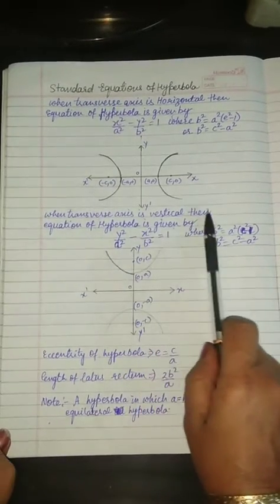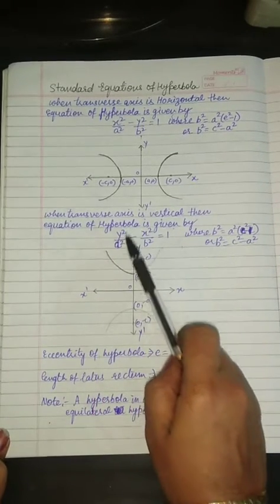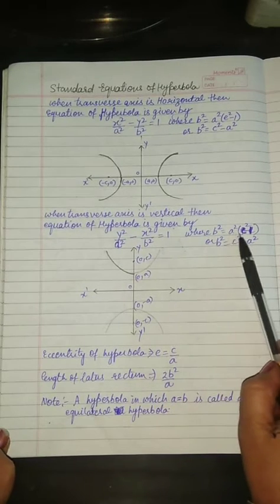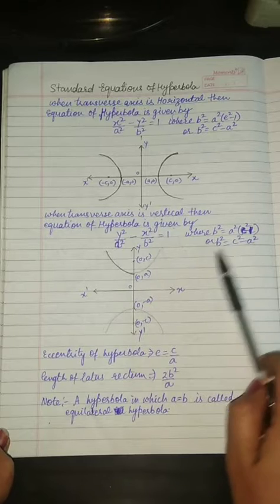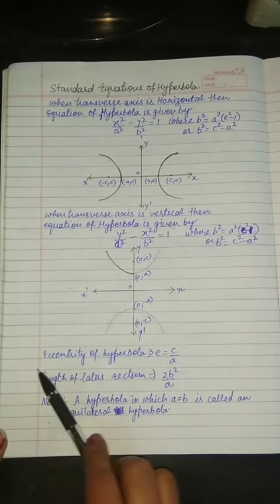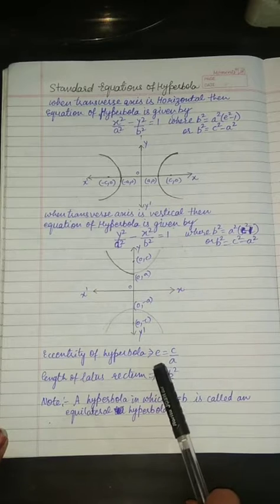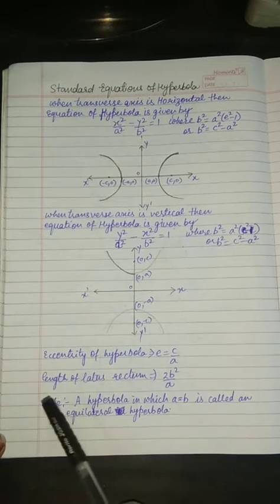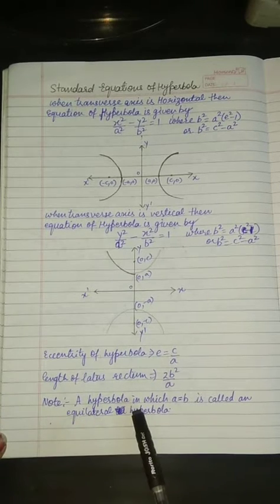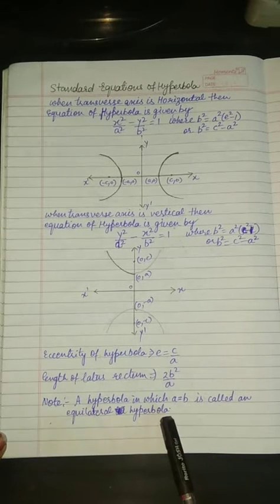Next, when transverse axis is vertical, then the equation of hyperbola is given by y square upon a square minus x square upon b square is equal to 1, where b square is equal to a square into e square minus 1, or b square is equal to c square minus a square. Then eccentricity of hyperbola is same as eccentricity of ellipse, that is e is equal to c upon a, and length of latus rectum is also 2b square upon a. Now a hyperbola in which a is equal to b is called an equilateral hyperbola.